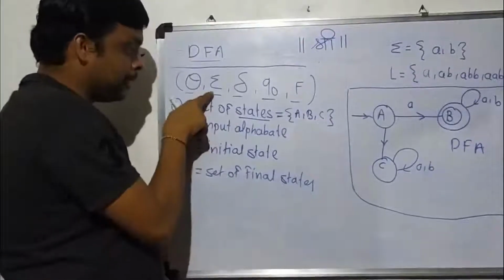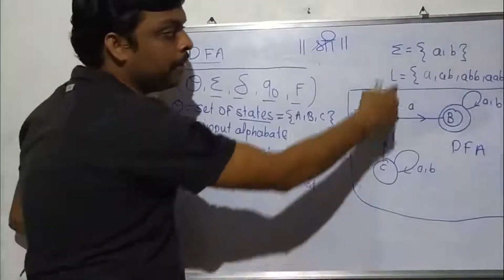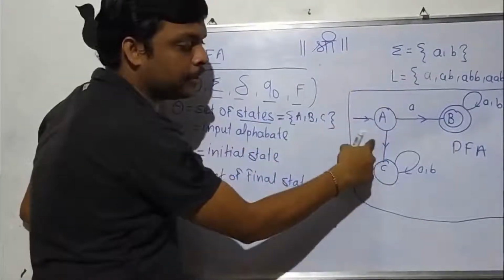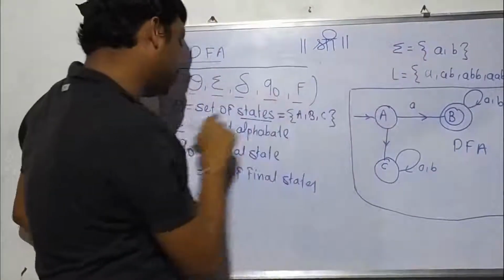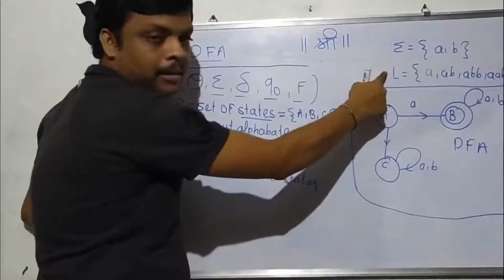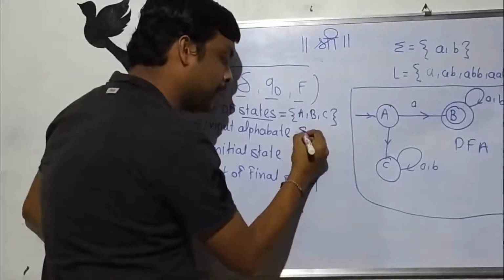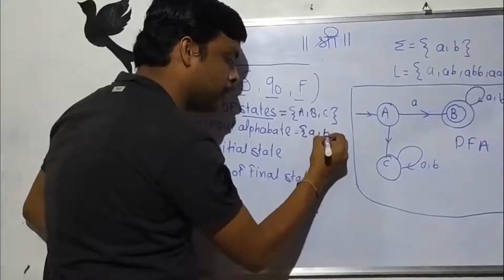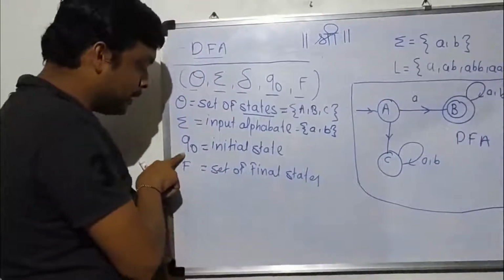Now the next point. The second tuple represents what? The input alphabet. So what are the input alphabets that we are considering for this particular DFA? A and B. So what will be the value of sigma for this DFA? This is obviously small a comma small b.